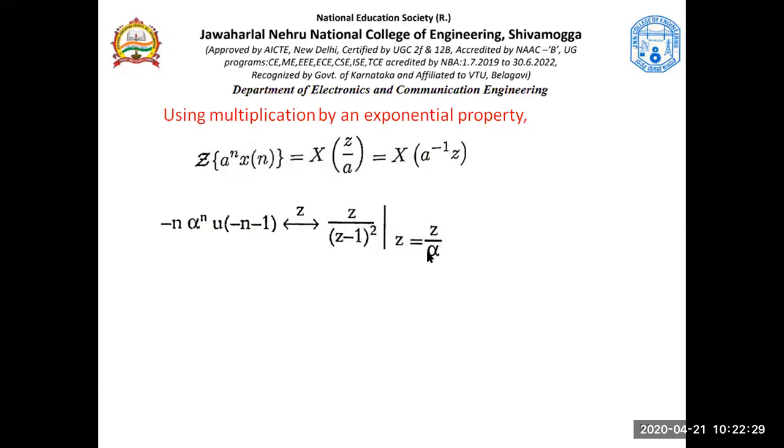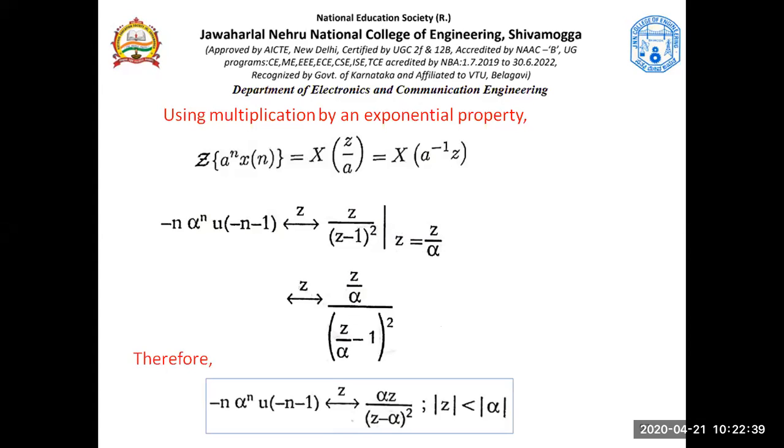So how is it going to look? z is replaced by z by alpha, and this z is replaced by z by alpha minus 1 whole square. So how does it look? This becomes this. And since z is replaced by z by alpha, the magnitude of z would be what? It would be magnitude z less than alpha.